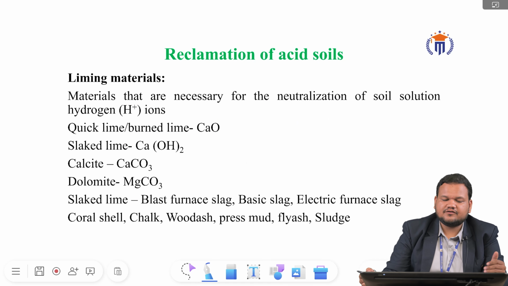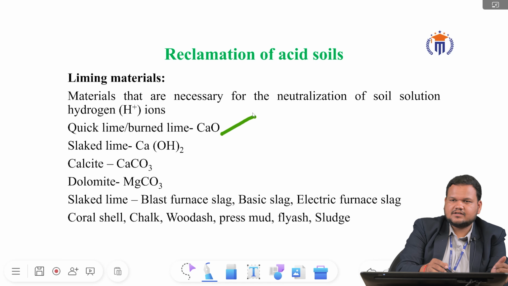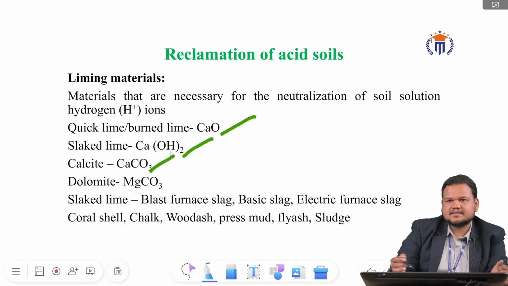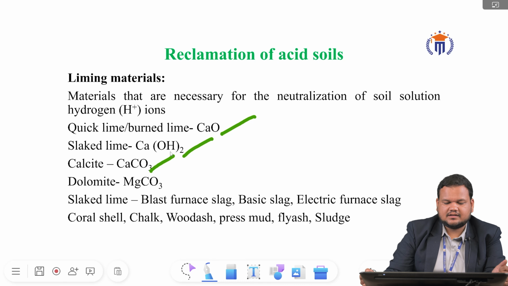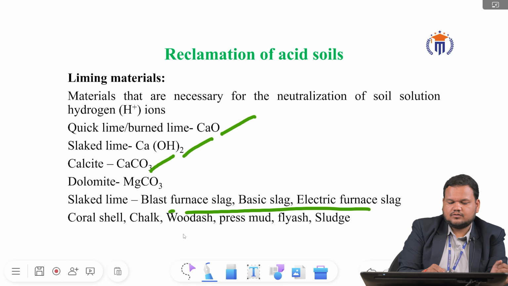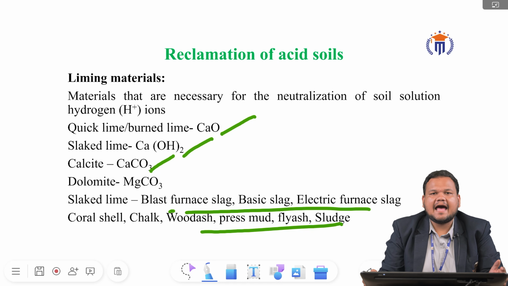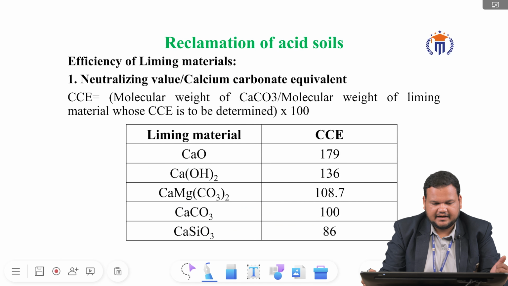So these are your different types of liming materials. First is your quick lime, calcium oxide. Next is your slaked lime, calcium hydroxide. Next is your calcite, CaCO3. Dolomite means calcium magnesium carbonate. And there are different types of slags, and also organic materials which we can use for reclamation of your acid soils. These contain calcium and magnesium compounds within them.